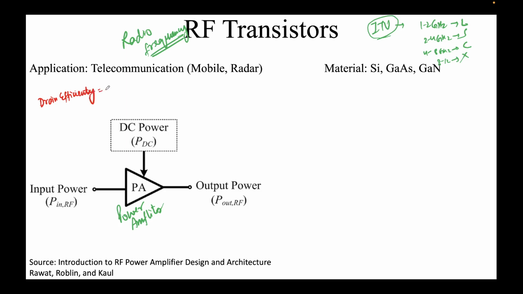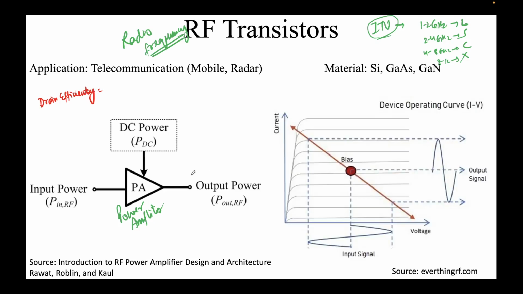Drain efficiency. See, the output we are taking is on the drain side. Please note that. Okay, fine. So this is the output IV characteristic. This is IDS versus VDS.